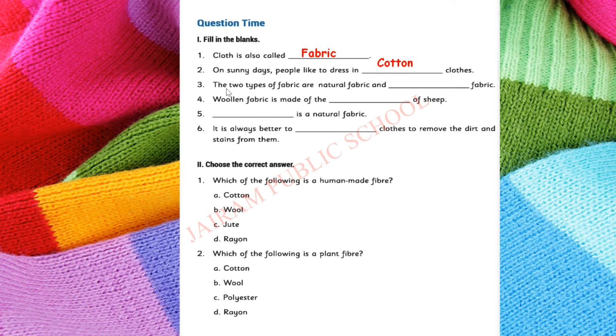Okay, children, see the third one. The two types of fabric are natural fabric and one more, dash fabric. Yeah, human-made, synthetic fabric. Okay, fourth one, woolen fabric is made of the dash of sheep. Very good, wool of sheep. Fifth one, dash is a natural fabric. Give one example, three examples: wool, jute and silk.